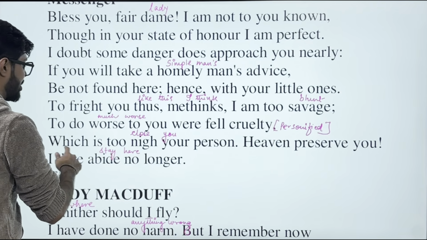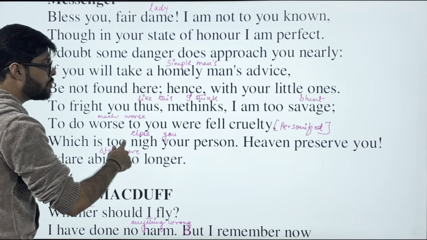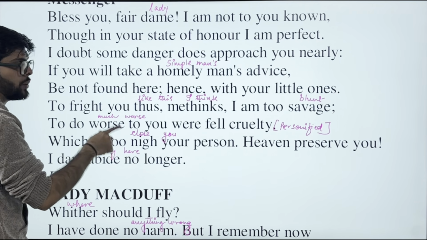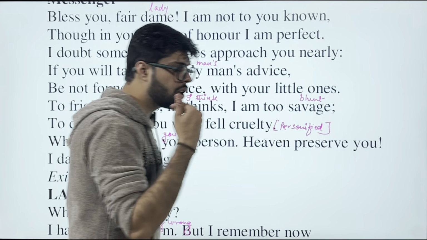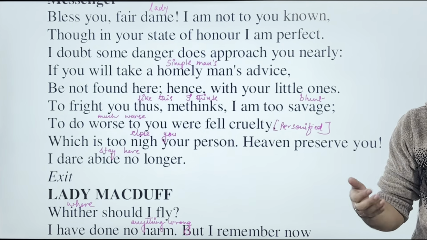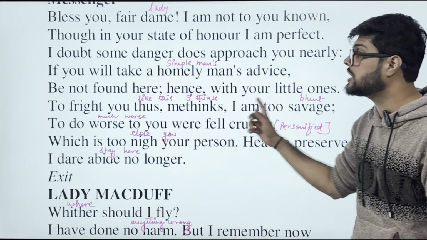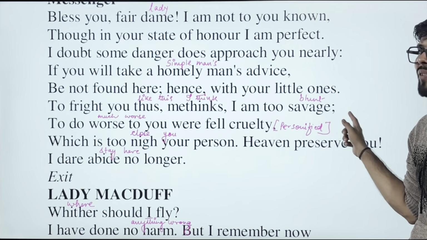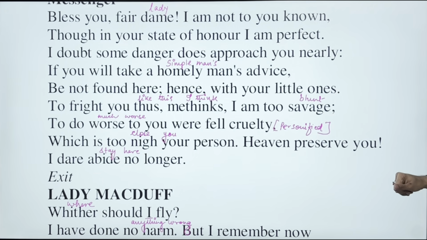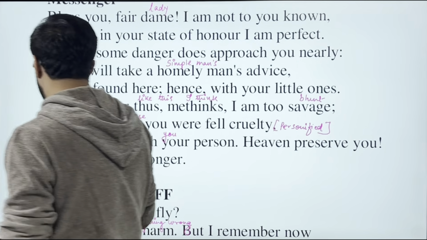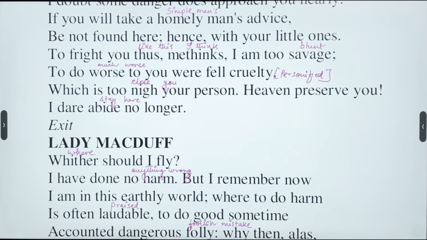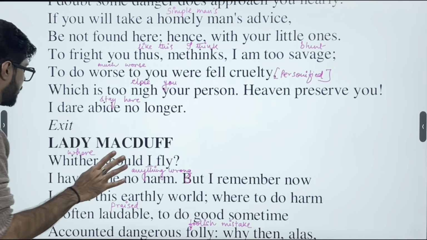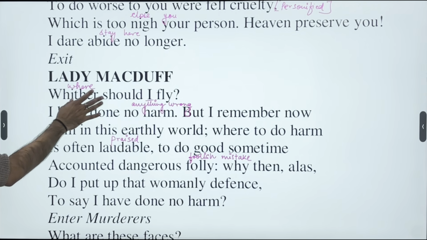Fell cruelty which is too nigh your person, which is too close to your person, will do much worse upon you. So the cruelty which is approaching towards you and your family will do much worse if you do not take my savage advice, my blunt advice. So may heaven preserve you, may God be on your side. I dare abide no longer, I do not stay any longer from here, let me just leave. Exit.